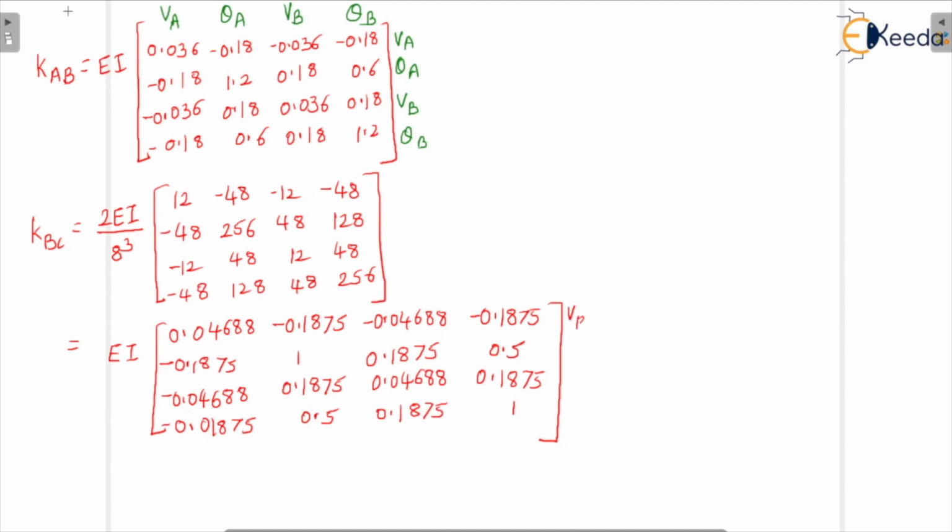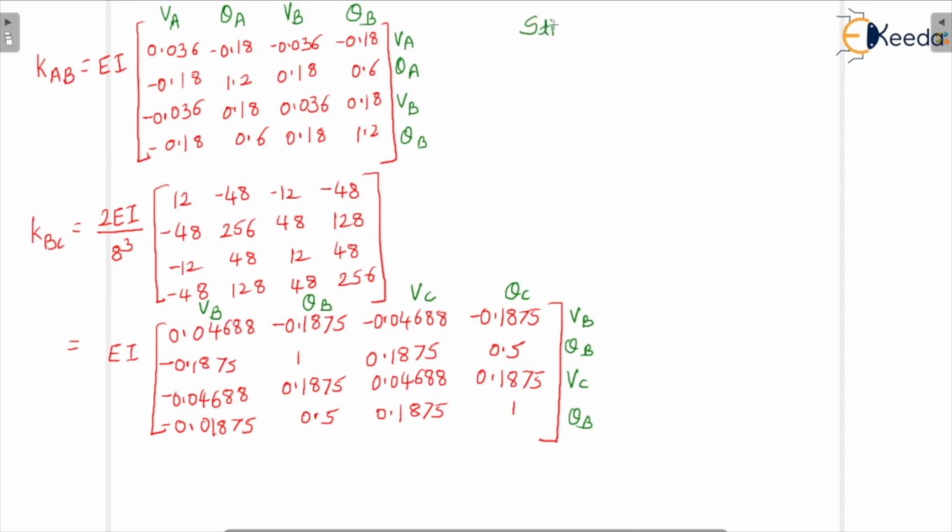Okay, so this column is for VB, theta B, VC, theta C. So displacement, rotation, displacement, rotation. Okay, now let's see the stiffness matrix with respect to degree of freedom. So how do we show it? We show it as K delta, and it is obtained by superimposing individual element stiffness matrices.